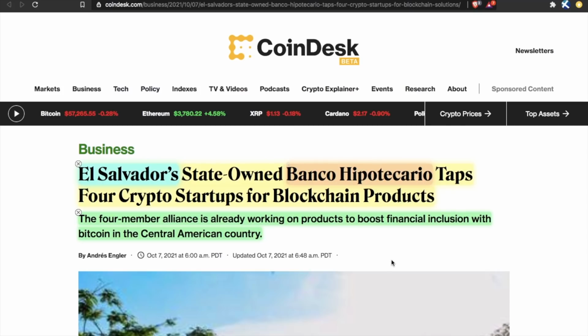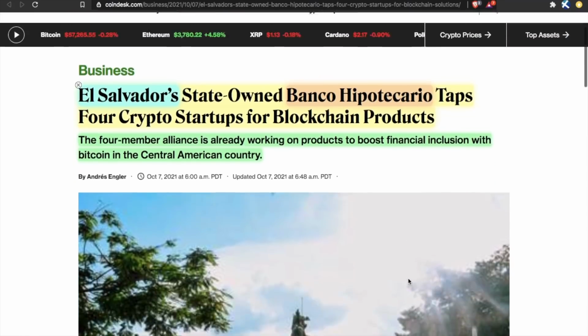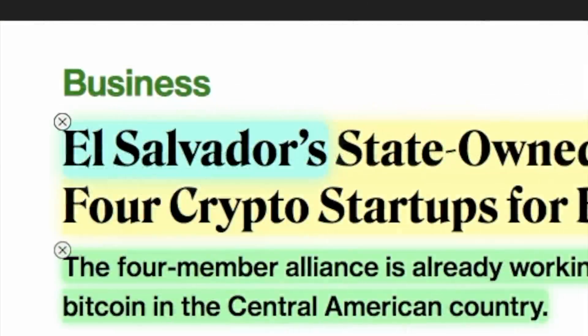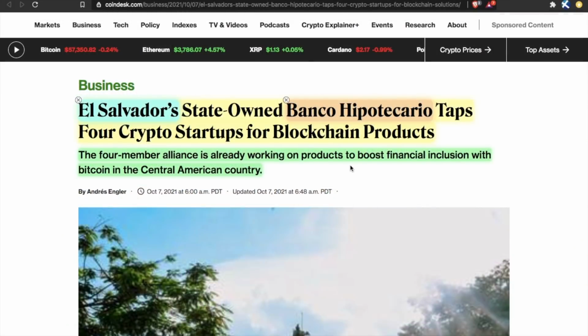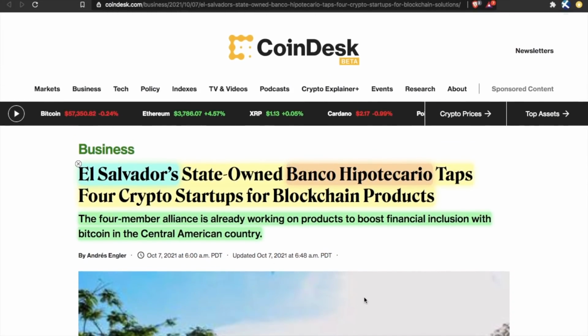And why does this matter? What does this mean to you as a crypto investor? Well, we know that El Salvador recently adopted Bitcoin as legal tender in their country because they want their money as decentralized, as censorship resistant as possible. And it seems they want their banking type products as decentralized as possible as well, built on Bitcoin.